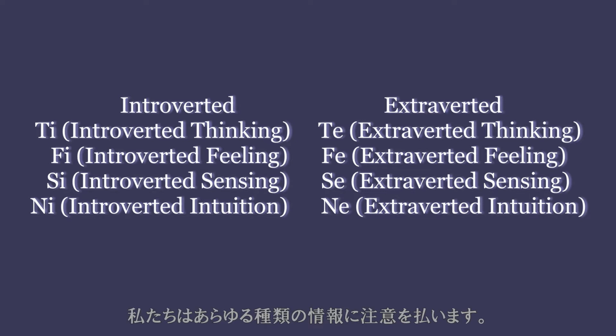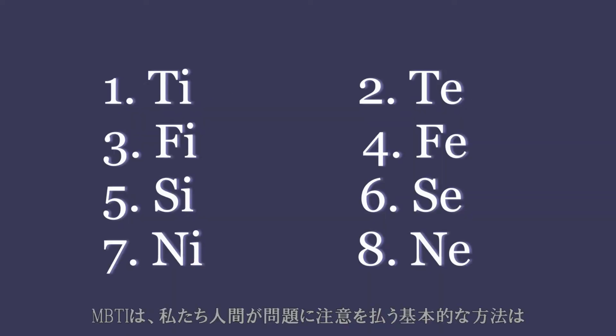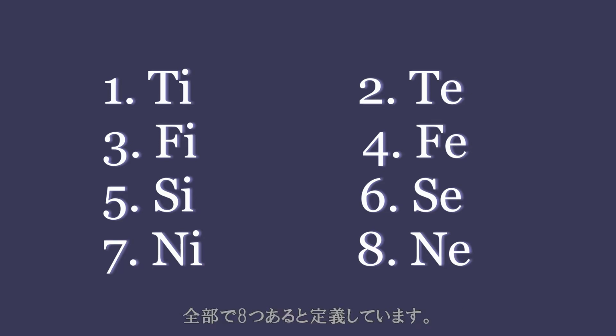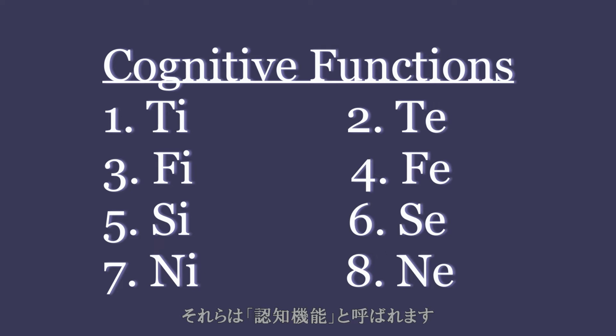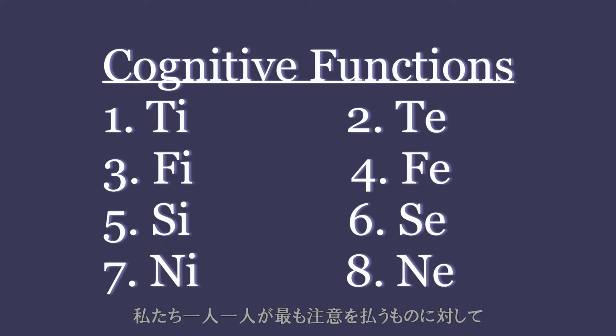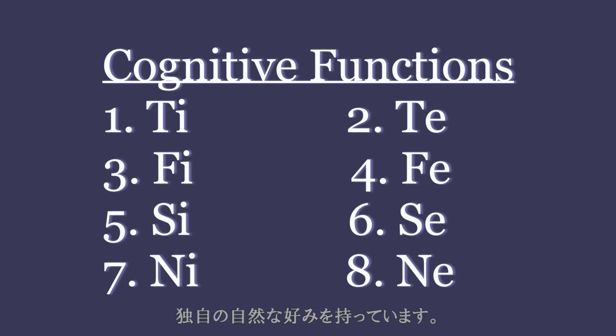As humans, we pay attention to all different types of information. MBTI defines that there are a total of 8 basic ways in which we humans pay attention to matters. They're called cognitive functions. We're able to use all 8 functions. However, each of us has our own natural preferences for what we pay attention to the most. That difference is what constitutes MBTI types.